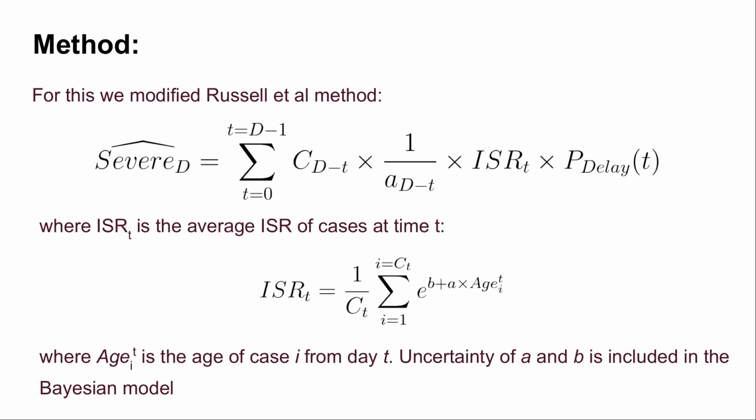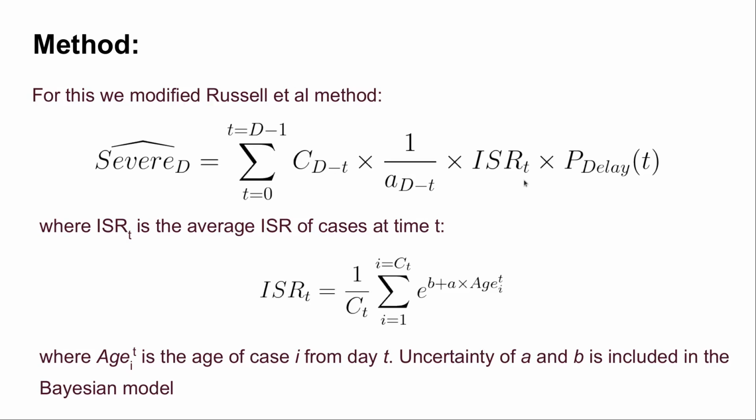For this, we modified Russell's method as follows. Instead of the expected number of daily deaths, we estimated the expected number of severe or critical outcomes. This was achieved by substituting the rate of fatal disease for the rate of severe or critical disease, as well as using the delay probability distribution for this new outcome.